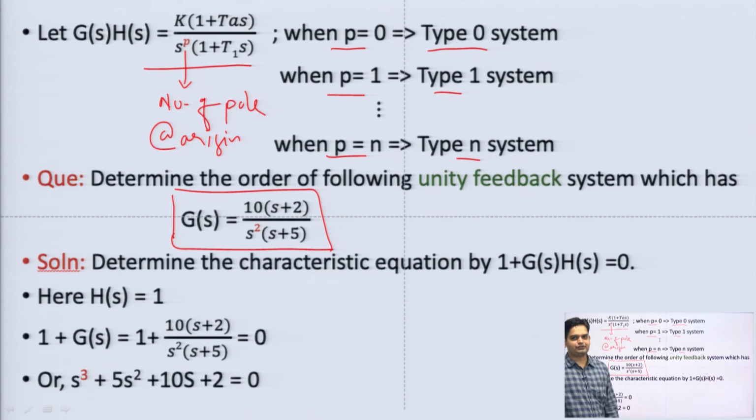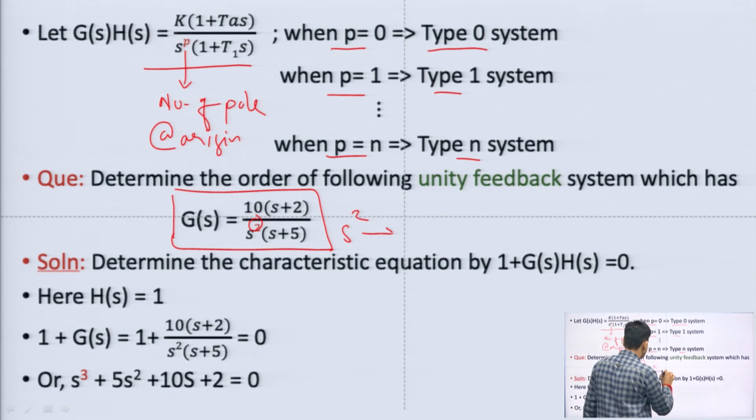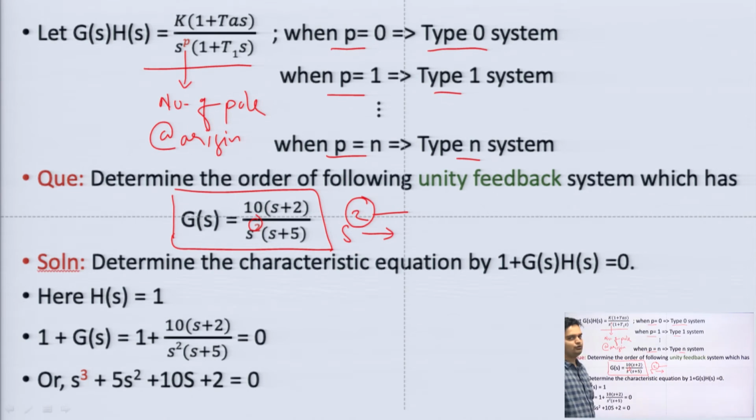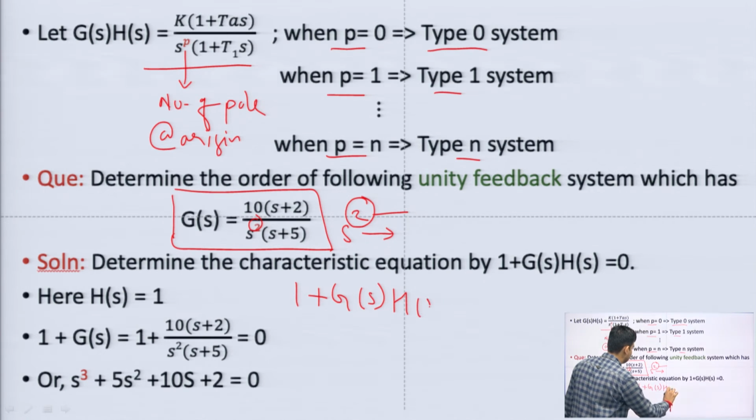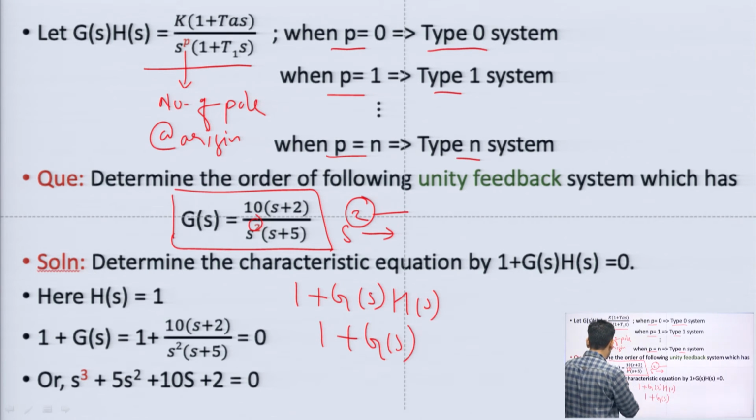For the type of the system, I have to observe the denominator part. As s square is here, it means the type is 2. Okay. What would be the order? I need to calculate the 1 plus G(s)H(s) expression. I am assuming that the feedback is 1, H(s) would be 1, so I need to calculate 1 plus G(s). If I calculate it, then I will get, again, the highest power is s cube.